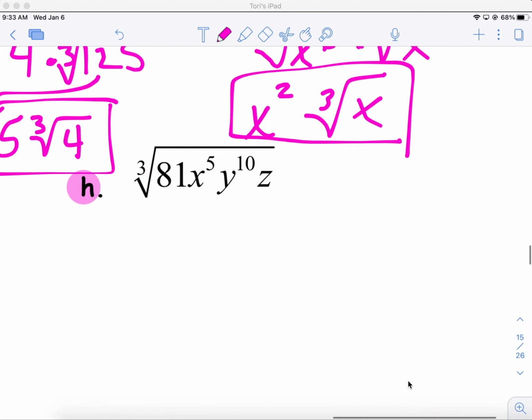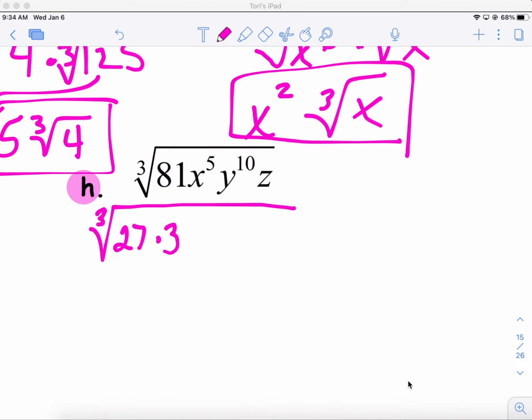So for H, I'm looking for cube roots. 81 is not a cube root. So I would need to find a cube root locked within there, and that would be 27. So 27 times 3. If I have 5 x's, that means I have 1 set of 3 and 2 left over. For y's, I have 10, which gives me 3 sets of 3. Whoops, that's 9. And 1 left over. And for z's, I just have 1.